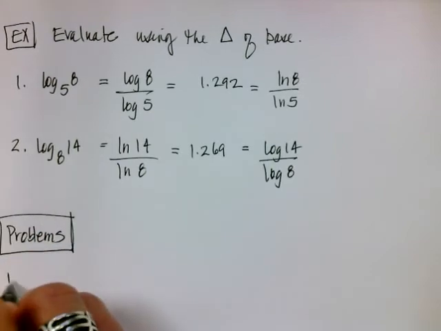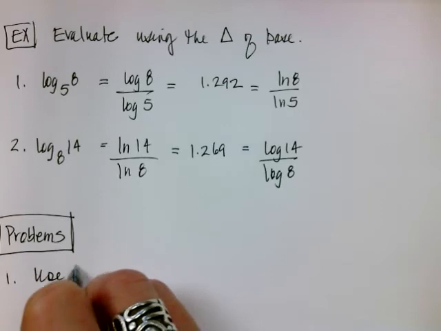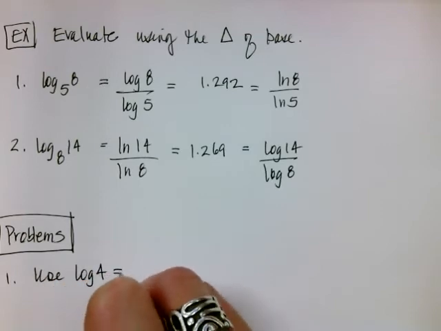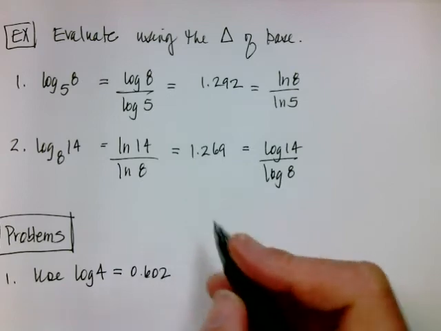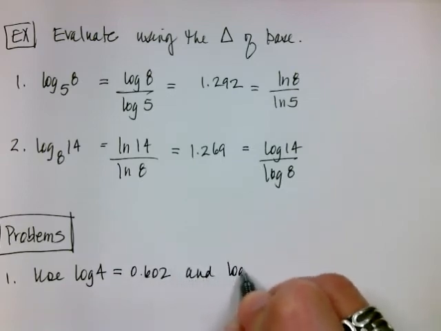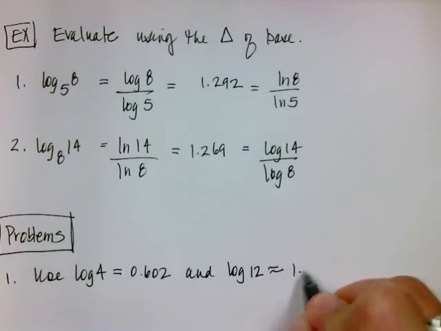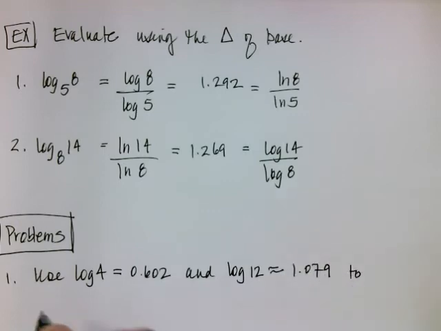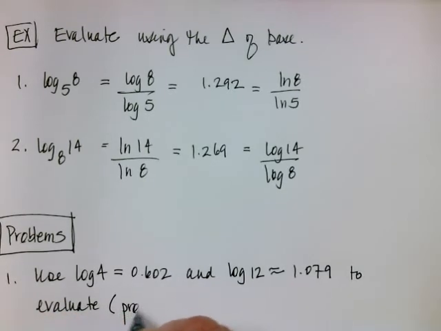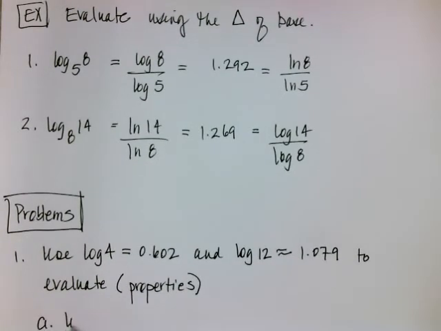All right, number 1 says use that the log of 4 is equal to 0.602 and the log of 12 is equal to 1.079 to evaluate. And you also have to use your properties. So you have to use both things to be able to evaluate. So A, you're going to have the log of 48, B, the log of 64, and C, the log of 1/3.